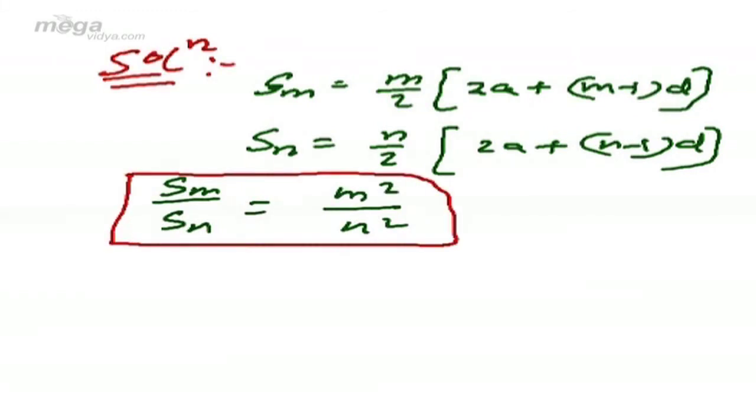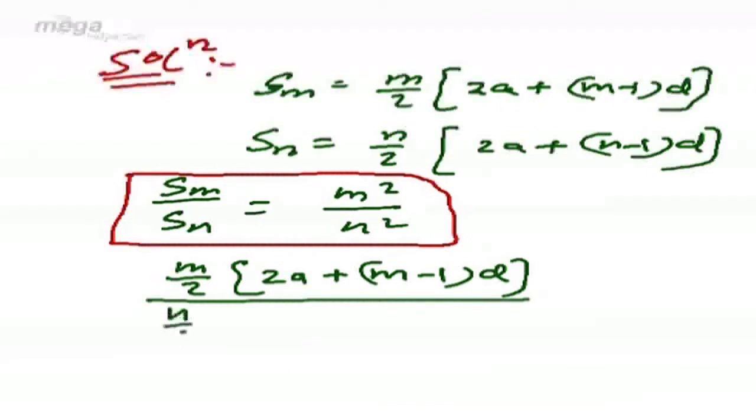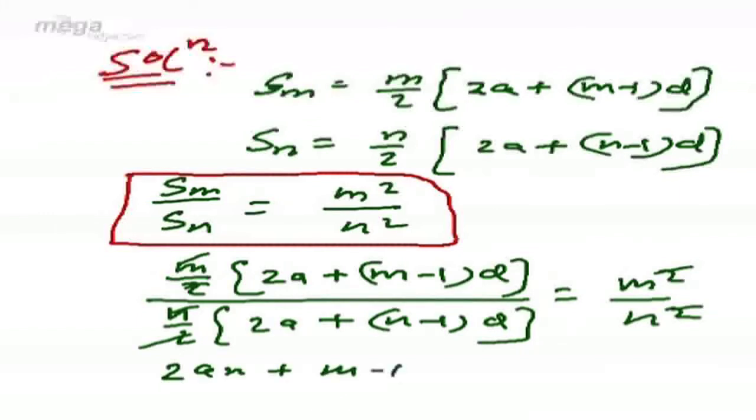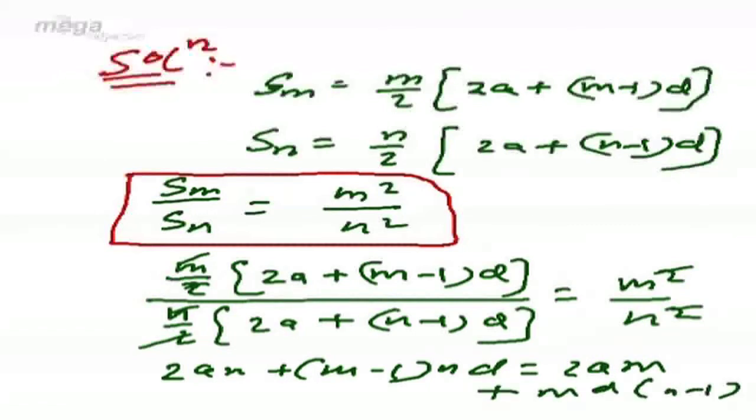Now the value of Sm is given here. Because of this, it is m by 2 into (2a plus (m minus 1) into d), and this one is n by 2 into (2a plus (n minus 1) into d), and this is equal to m square upon n square. This and this get cancelled: m gets cancelled by this, n gets cancelled by this. Now you cross multiply here, then we get 2an plus n(m minus 1)d is equal to 2am plus md(n minus 1).